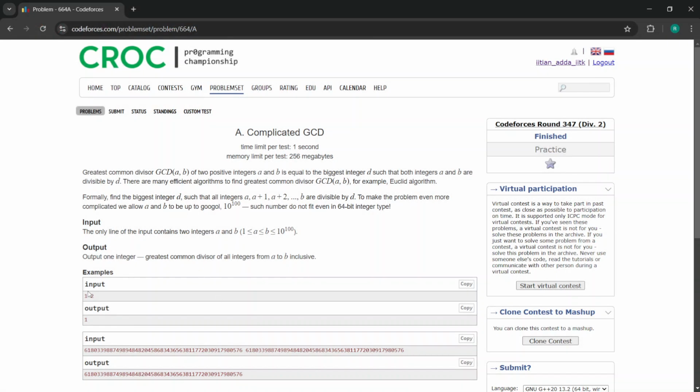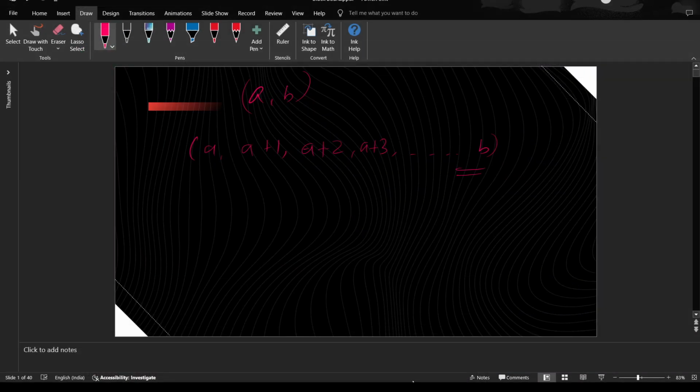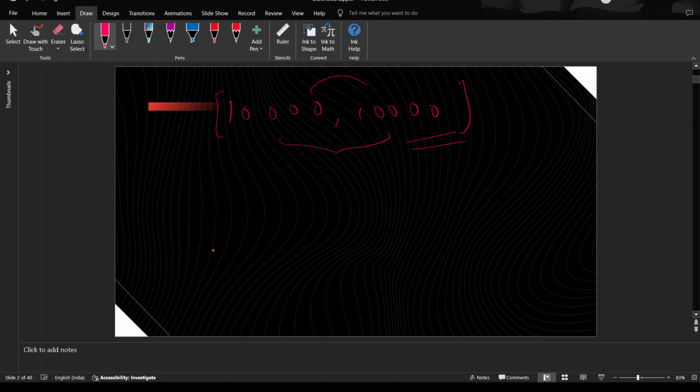Let me take this test case, 1 comma 2, and the output is 1. Now a is equal to 1 and b is equal to 2. So what is the GCD of 1 comma 2? This is nothing but 1. And in the second test case he mentioned some random number, 100. Let's assume it like this, and in b also he gave 100. So basically we need to find the GCD of the numbers in this range. It's the same thing, right? So the GCD of a comma a is nothing but a.